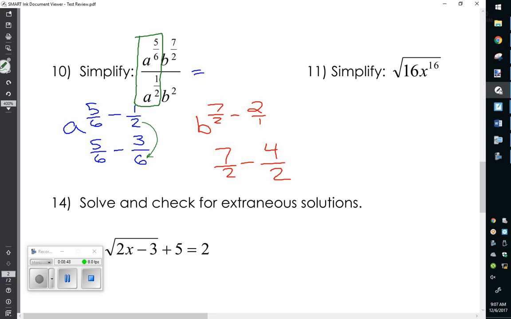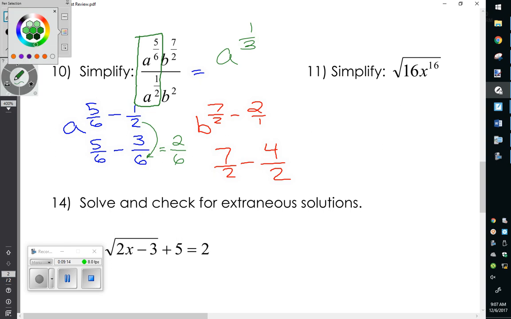What do I do to subtract? That's an awful question. I just go straight across. 5/6 minus 3/6 would get me 2/6. Where were there more a's? Were there more a's on top or on bottom? On top, because it was 5/6 compared to 3/6. So it's going to be a to the 2/6, which is 1/3. That goes on top.